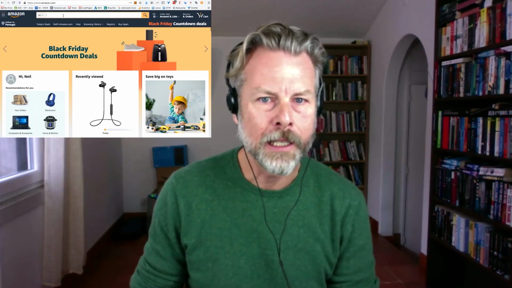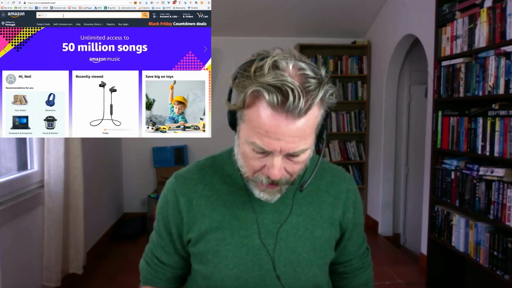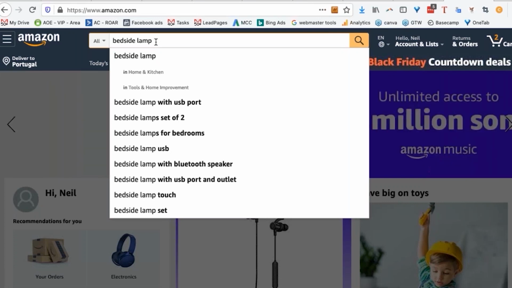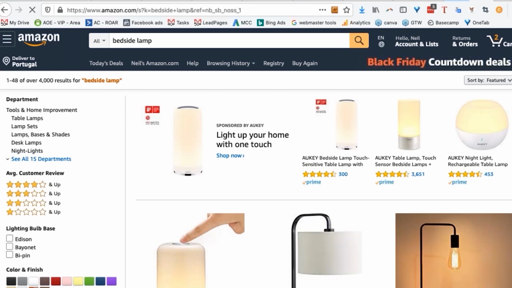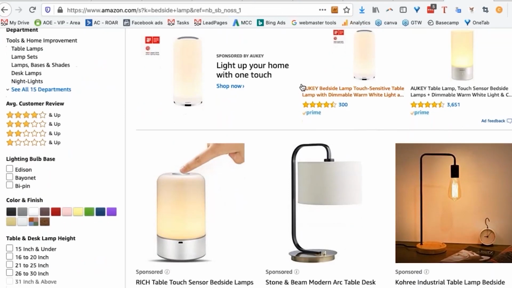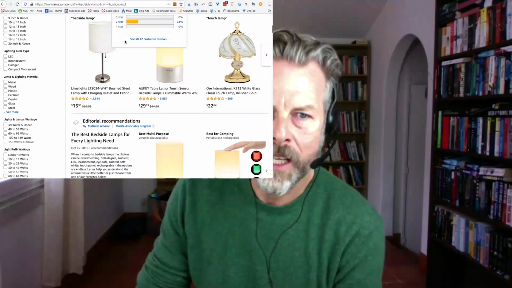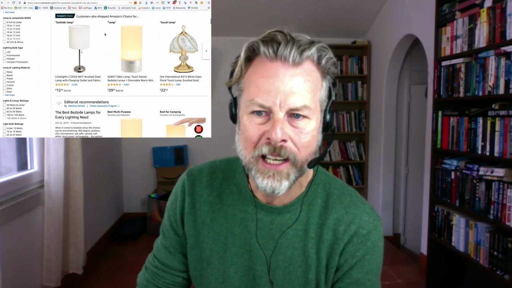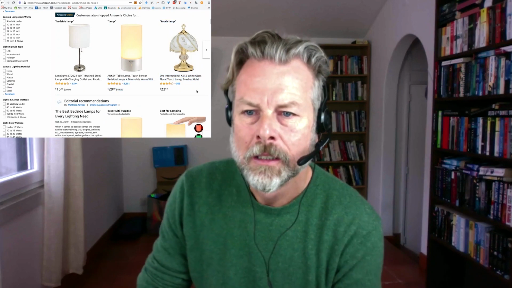Well, I feel like I've already kind of answered that, but let's just go through it and think about it. Let's choose bedside lamp, for instance. Heaps of people selling bedside lamps, loads and loads of them. There are 4,000 results for bedside lamps indexed within Amazon. Look at all the different kinds of bedside lamps.